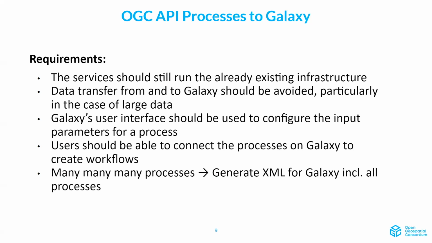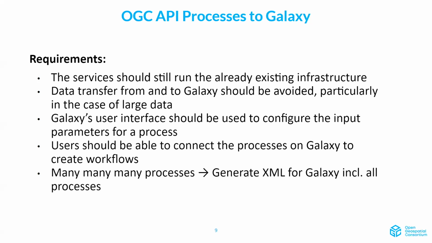The data transfer from and to Galaxy should be avoided ideally because sometimes the data is very large. So it doesn't make sense to send the input data to Galaxy, send the data to the first process, get the output of the process, send it back to Galaxy, send the data to the next process, and so on. So this would mean that we have quite a lot of data transfer, and this is what we would like to avoid. And there are some aspects that are already covered. So Galaxy should be used to configure the input parameters, and it should be able to connect these processes in a workflow.